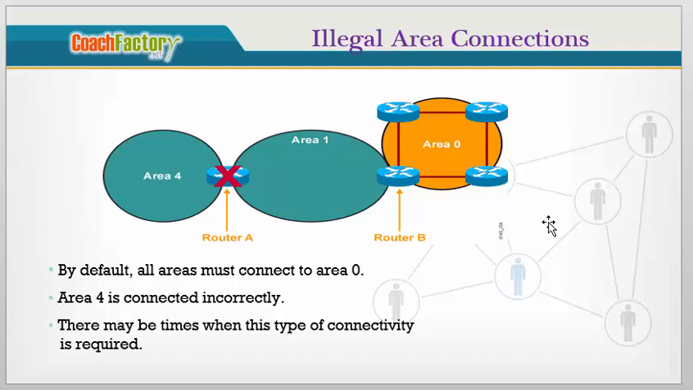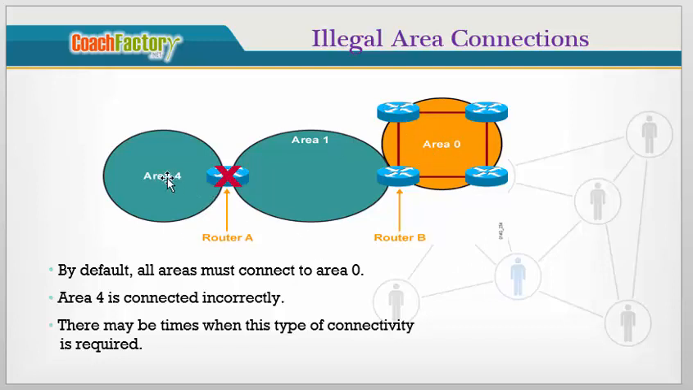In order to understand what a virtual link is and why we need it, we need to understand how OSPF works. When we want to configure multiple areas in OSPF, there is a condition: whenever we have multiple areas, it is mandatory to have direct connections from all other areas to area 0.